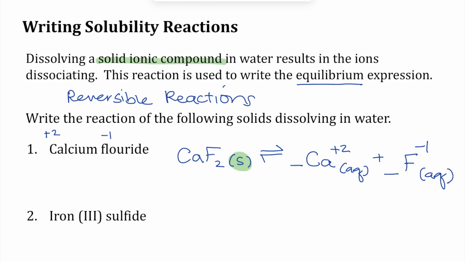We do, though, have to balance this. We would have 2 fluorines. And so because we have 2 in our ionic compound, when this breaks up, we would have 1 calcium +2 and 2 fluoride -1 ions. And so this is my balanced solubility reaction for the dissolution, or the dissolving, of calcium fluoride. If you want, try the next one on your own.